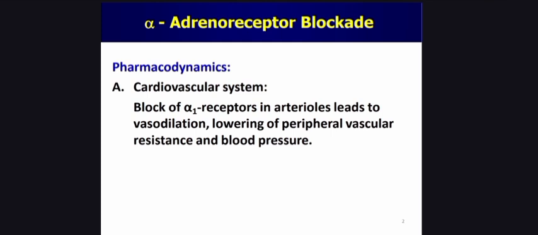So what would be the effect of antagonizing these alpha 1 receptors in the blood vessels? We're going to prevent the constriction, so we're going to have dilation, right? What's going to happen to the peripheral vascular resistance if I have dilation? It's going to be decreased. So what's going to happen to the blood pressure? It's going to be decreased. So these receptor blockers, blocking of the alpha 1 receptor in arterioles will lead to vasodilation, leading to lowering of the peripheral vascular resistance and lowering of the blood pressure.